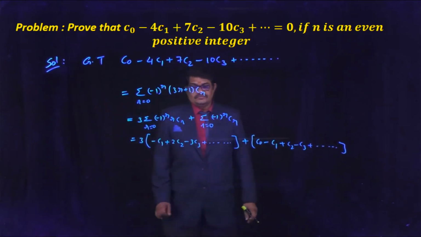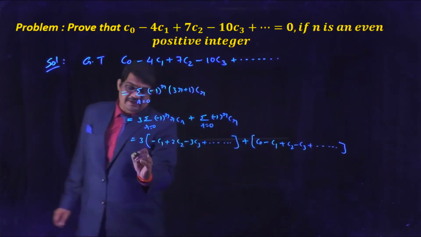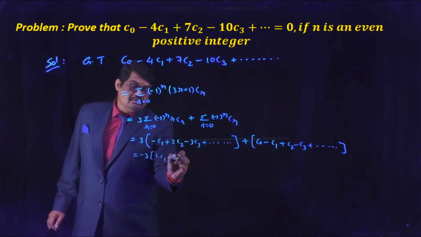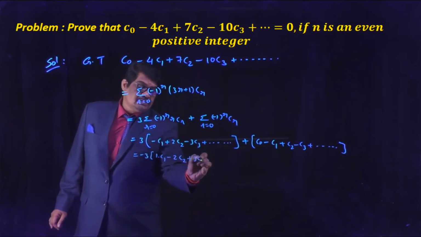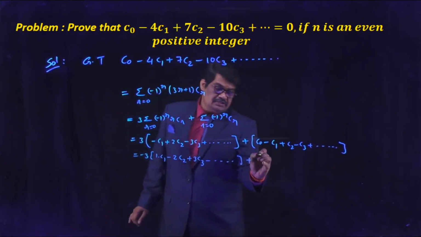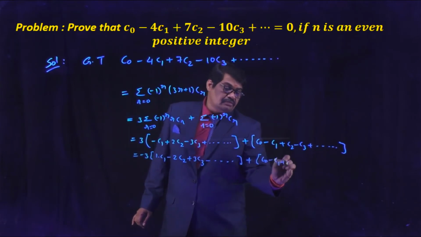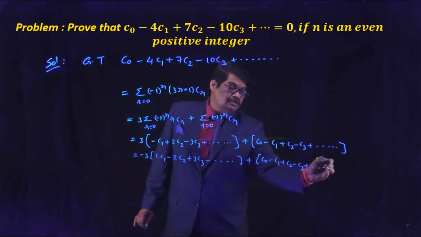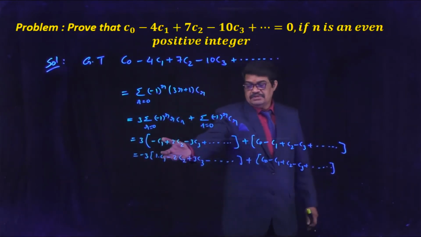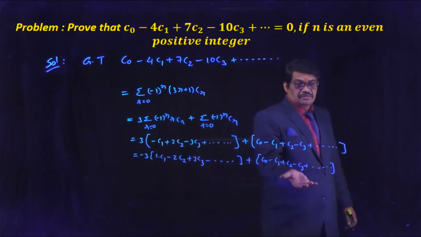So here minus is common: 1 into C1 minus 2 into C2 plus 3 into C3 and so on. These are the two series: C0 minus C1 plus C2 minus C3 and so on. We already discussed these. This term is 0 and this term is also 0.